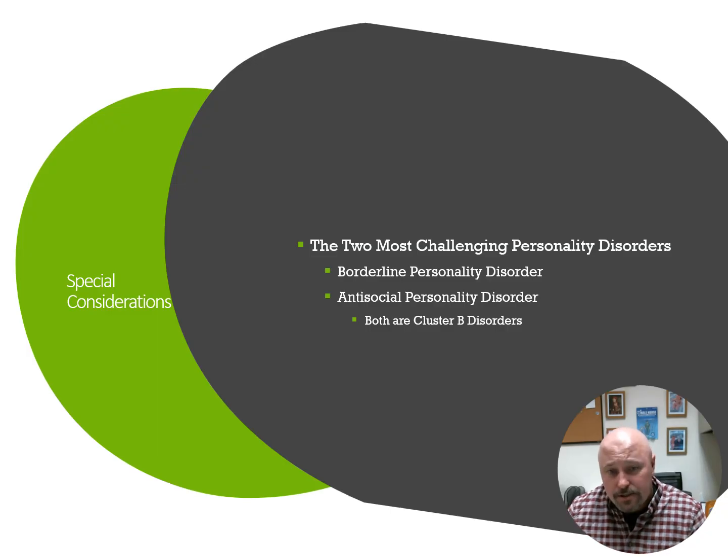Next, we'll discuss the two most challenging personality disorders. Those are borderline personality disorder and antisocial personality disorder. Both are considered cluster B disorders.